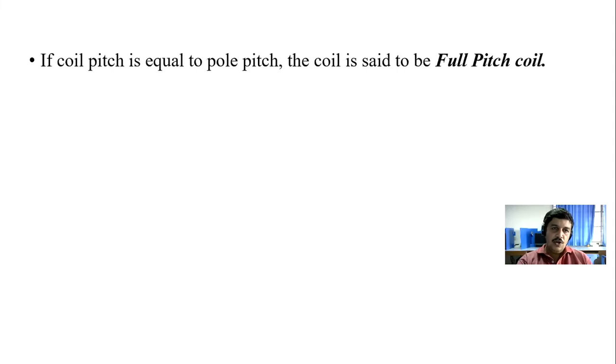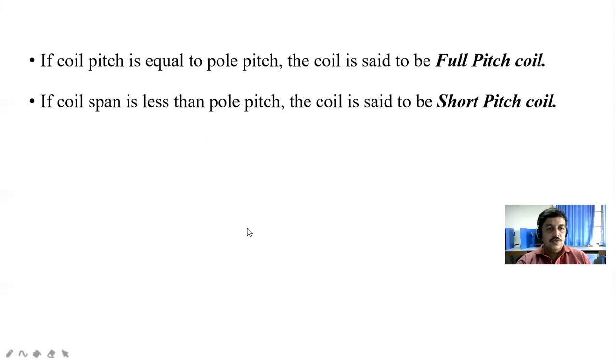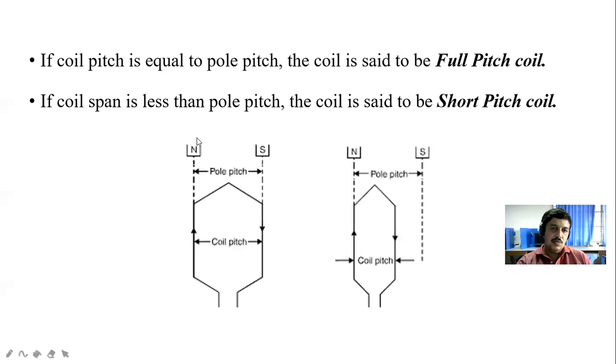Let's move towards what is meant by a full pitch coil and a short pitch coil. If the coil pitch or coil span is equal to the pole pitch, or 180 degrees electrical, then the coil is said to be a full pitch coil. If the coil span is less than the pole pitch, or 180 degrees electrical, then the coil is said to be a short pitch coil or chorded coil. Let us consider an example.